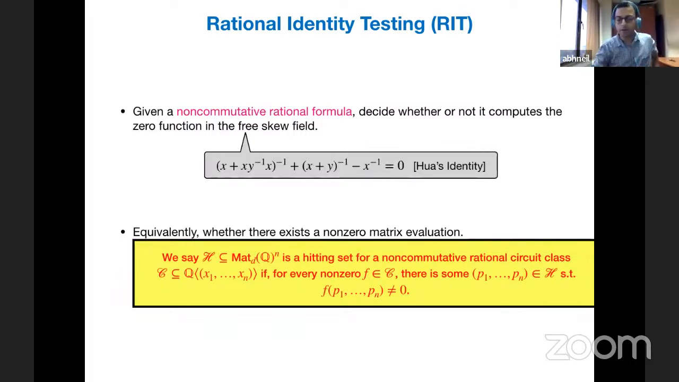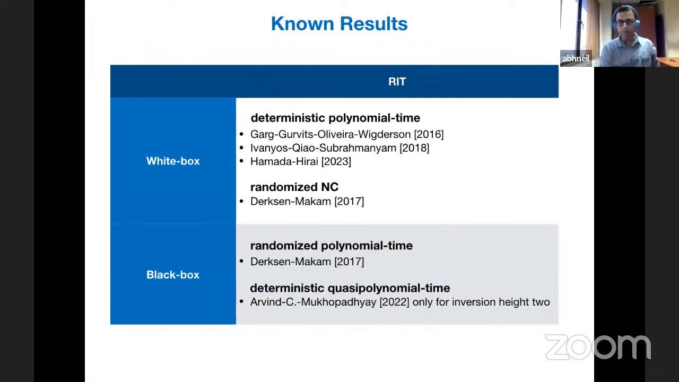Okay. So what is known about this problem? In the white box case, when you can see how the formula is being computed, for rational formulas it admits a deterministic polynomial-time algorithm. Actually, all these algorithms solve something more general, the non-commutative singular problem, that I'm not going to define right now. This deterministic polynomial-time algorithm follows from Garg, Oliveira, and Derksen.